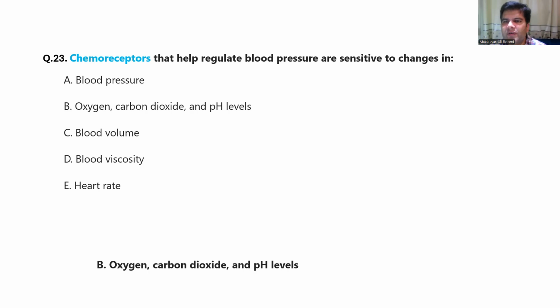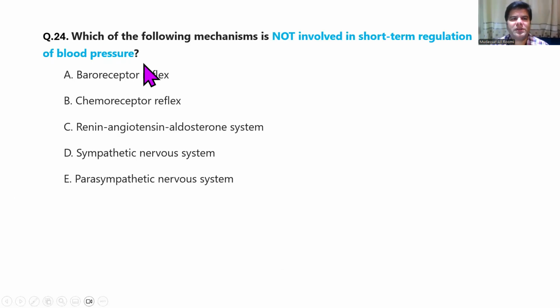Some other mechanisms which work on a short-term basis to regulate our blood pressure are the central nervous system ischemic response and the Cushing reflex. Next question: which of the following mechanisms is not involved in short-term regulation of blood pressure? A, baroreceptor reflex; B, chemoreceptor reflex; C, renin-angiotensin-aldosterone system, RAS; D, sympathetic nervous system; E, parasympathetic nervous system.